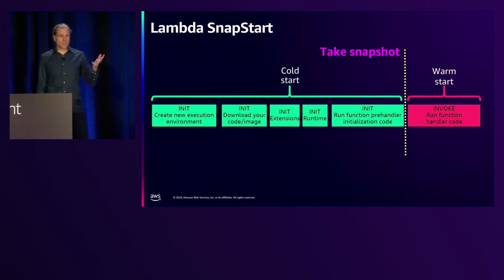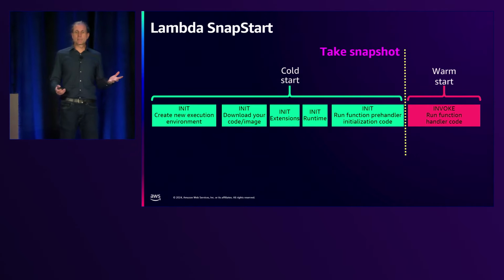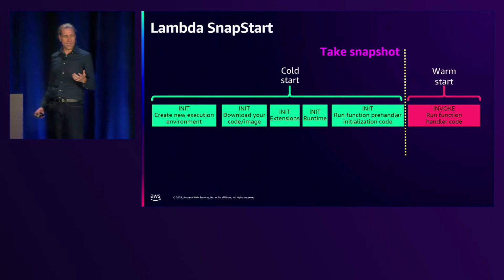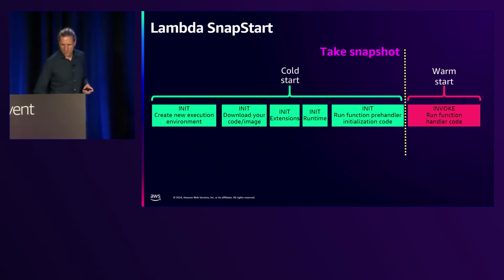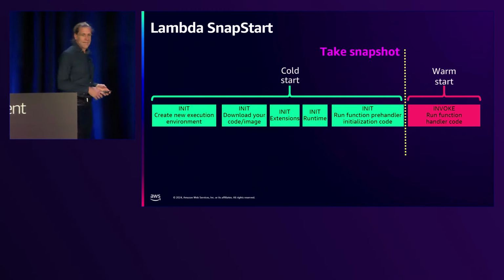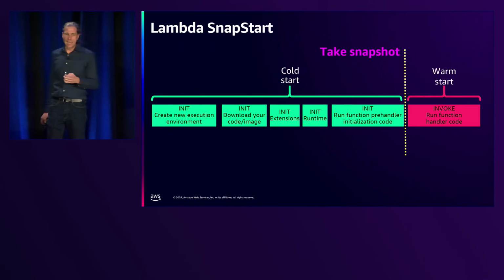Now, there are a couple of other variations of the Lambda lifecycle. One is what happens with SnapStart. SnapStart was released two years ago for Java, and, oh, that just jumped on the slide. Ooh, that actually shocked me. SnapStart was released two years ago for Java, and actually now for Python and .NET. So this is super useful.